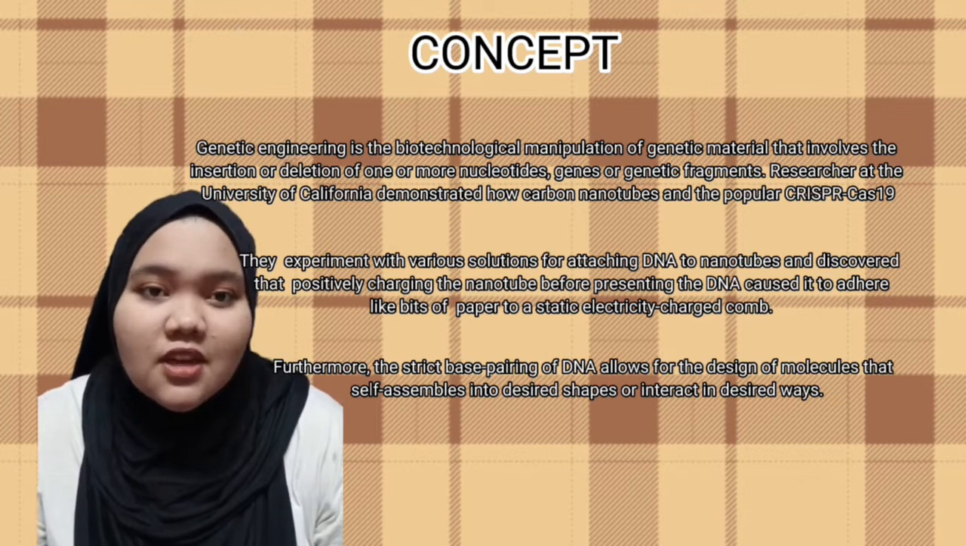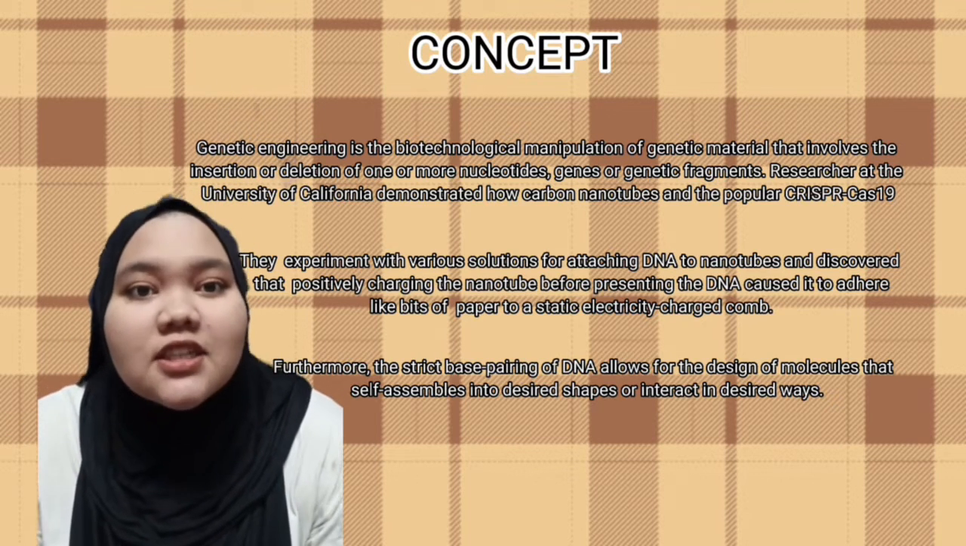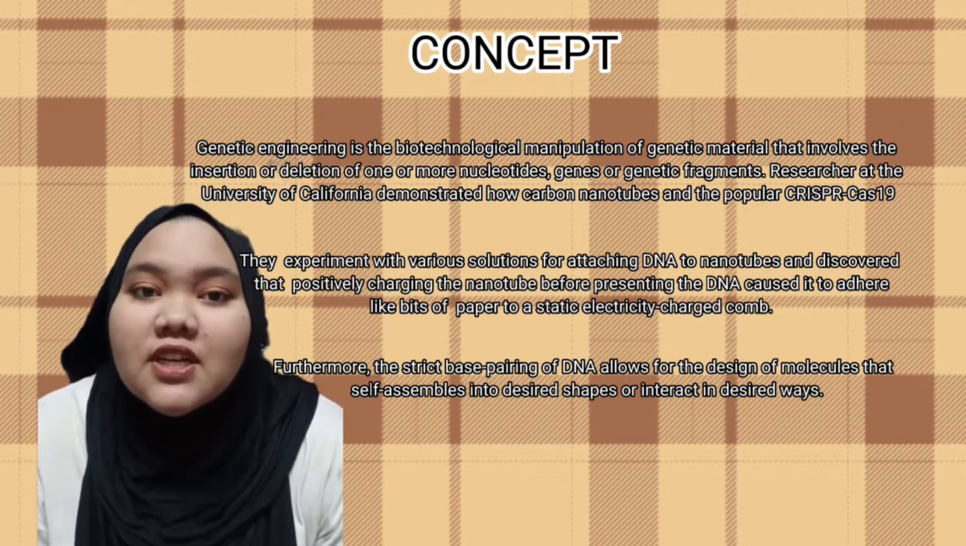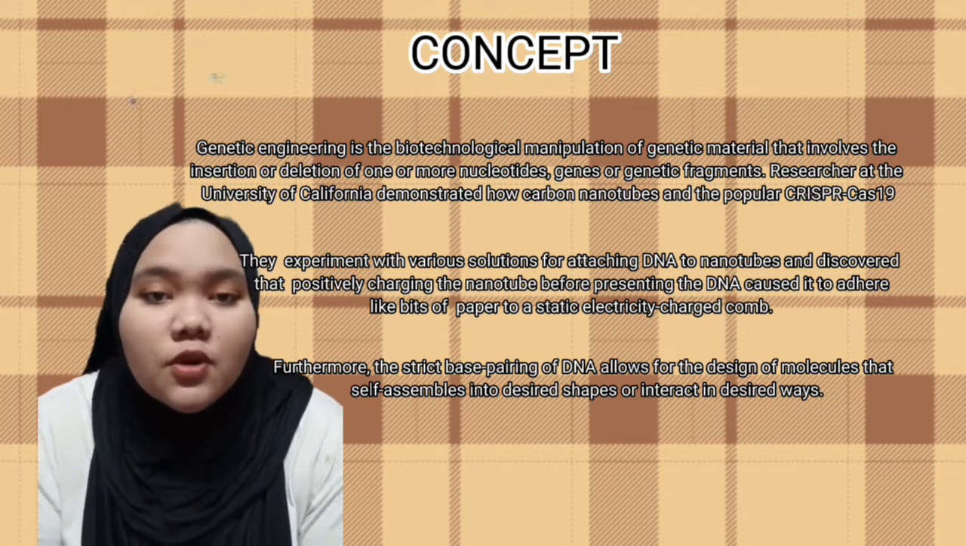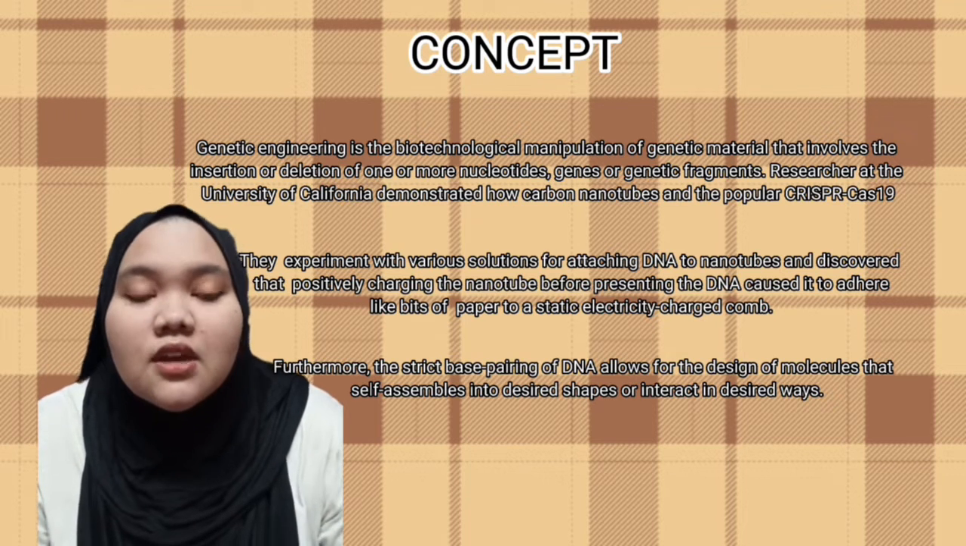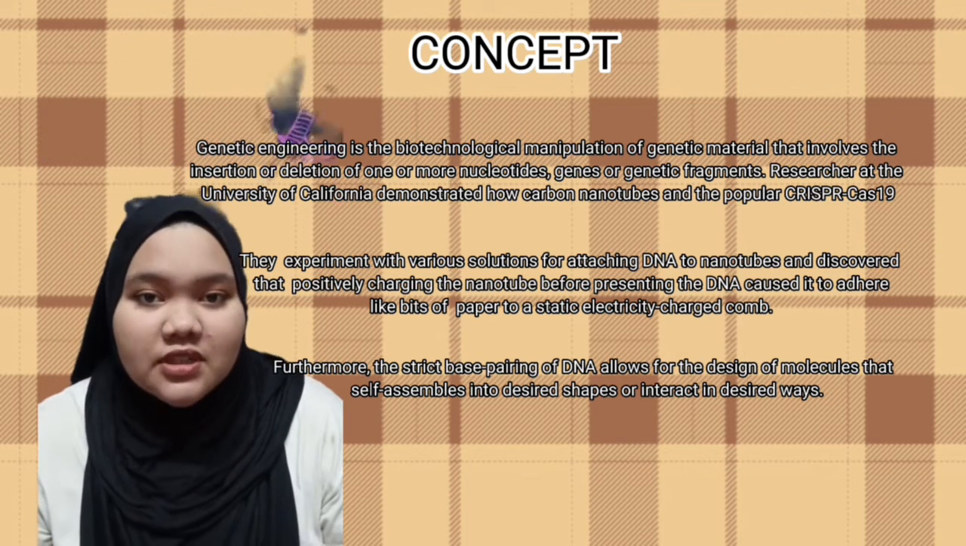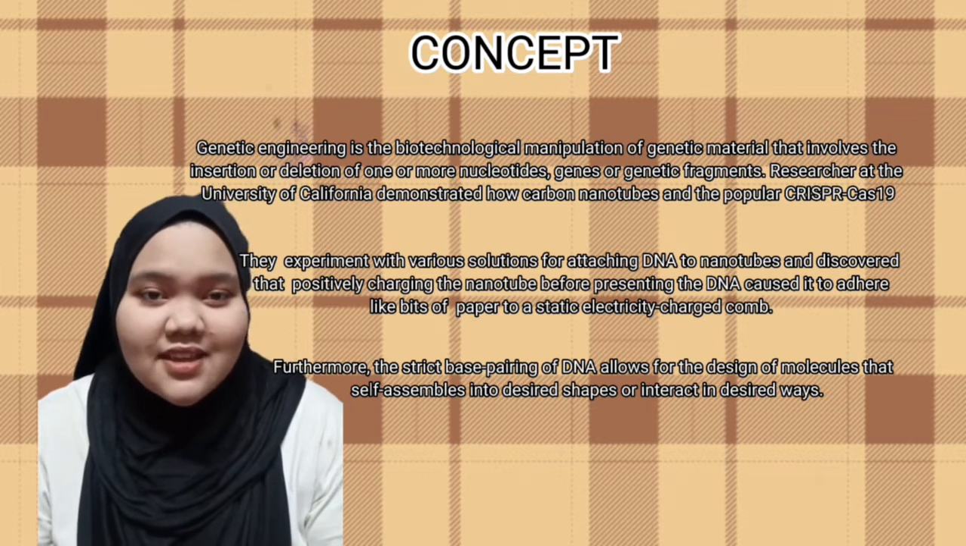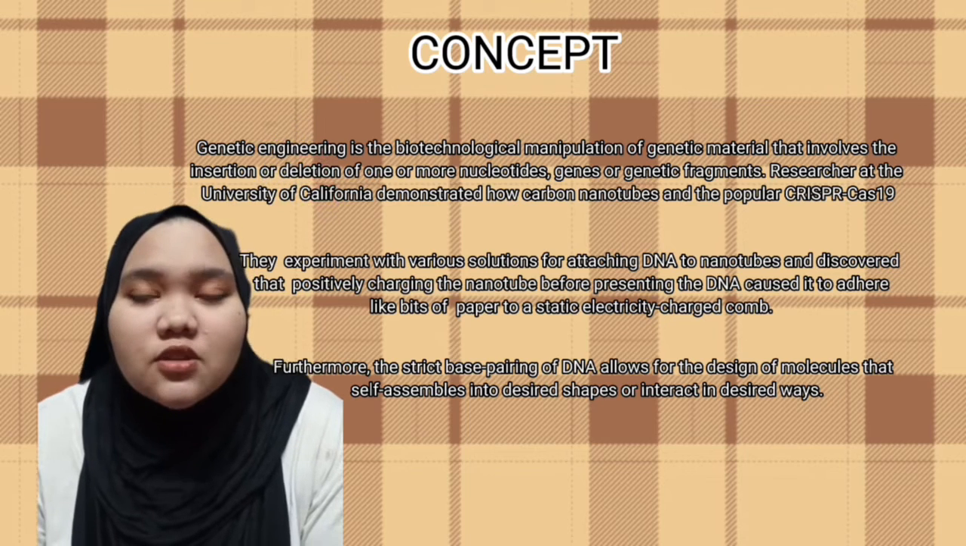Through the study and research that I've done, nanotechnology can fix a genetic defect. Genetic engineering is the biotechnological manipulation of genetic material that involves the insertion or deletion of one or more nucleotides, genes, or genetic fragments. Researchers at the University of California demonstrated how carbon nanotubes and the popular CRISPR/Cas9 genetic editing system could be used to easily manipulate a plant's genome in a 2019 study.